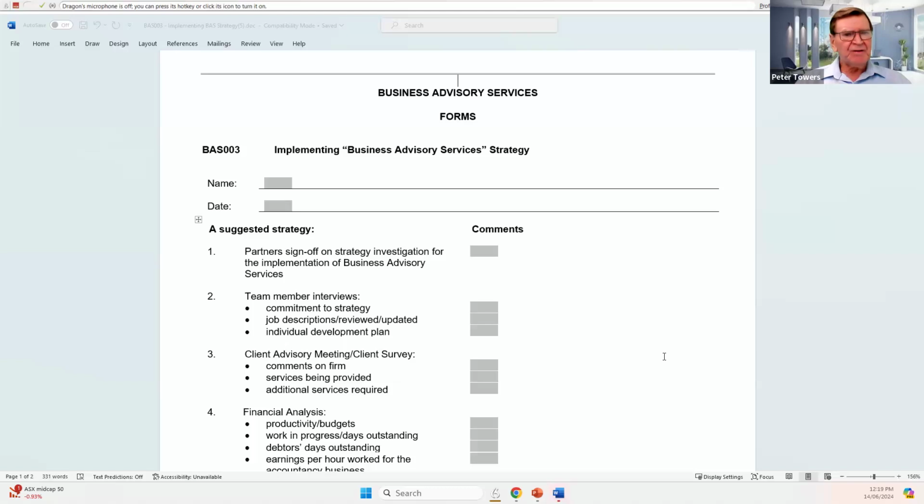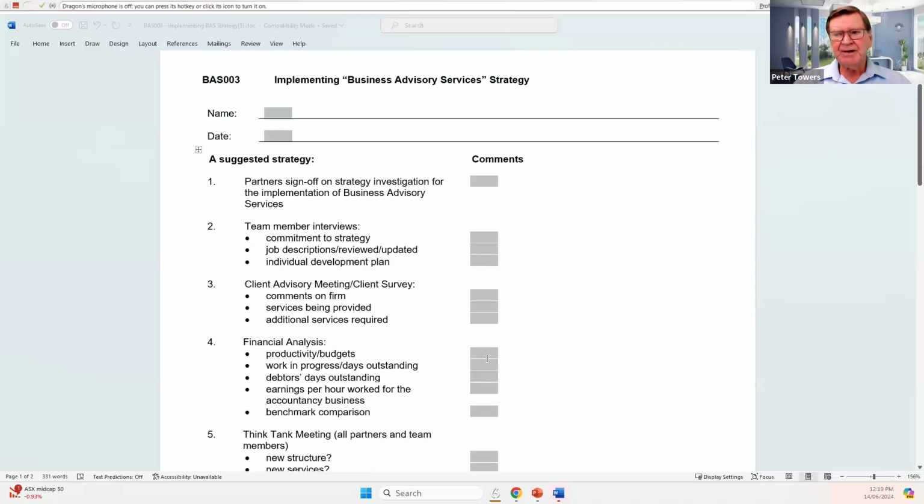Team member interviews. What do they think about it? Are they happy with it? Not everyone embraces the concept of advisory services. I've got to tell you that. Some people will say, no, we've put a lot of time in really understanding superannuation, becoming an expert in it. I put a lot of time in understanding how the software packages, MYOB, QuickBooks, Xero, etc., work, and I haven't got the time or the energy to look at other activities. Well, okay, that's all right.